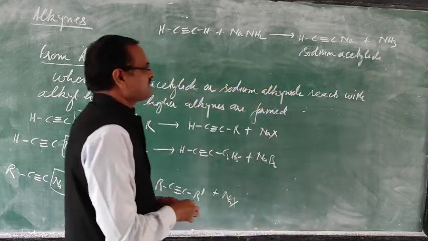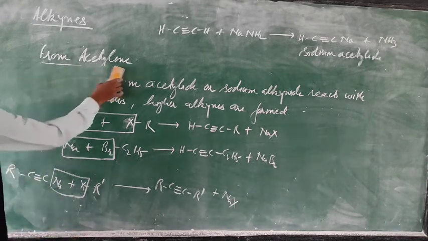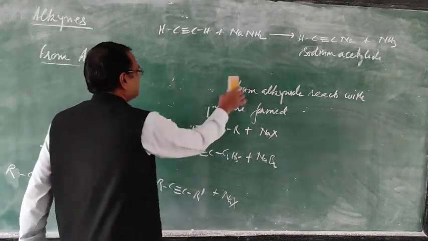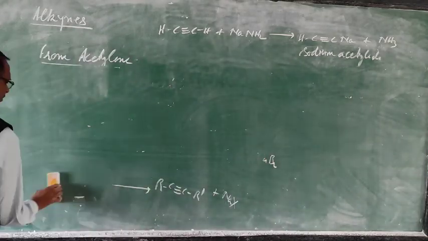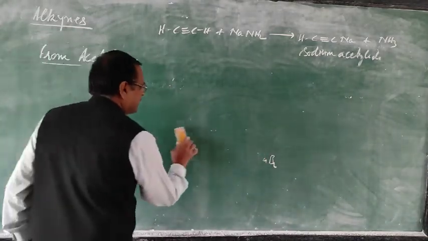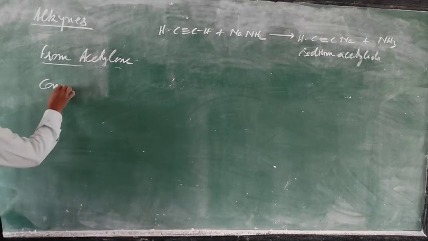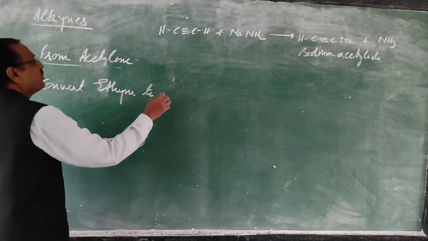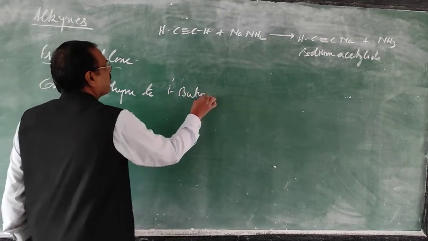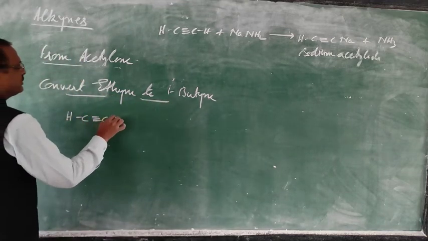So if a conversion is asked, this reaction can be used to increase the number of carbon atoms. So if the question is asked to you, convert ethyne to 1-butyne, this reaction can be used. Just to see, one question is there: convert ethyne to 1-butyne. So how to convert ethyne to 1-butyne? This one is ethyne only.